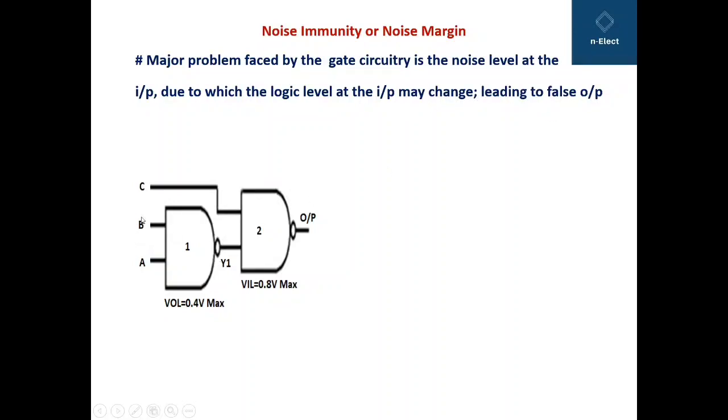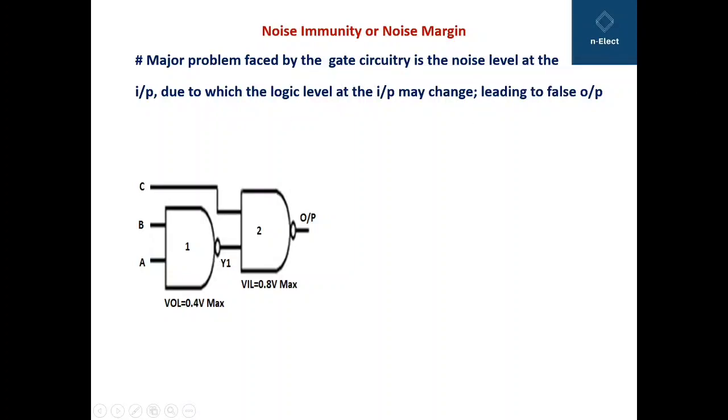Suppose we are applying 0 to this NAND gate, and here also we are applying 0. So when we are applying 0 0, the output has to be 0 in case of an AND gate. In case of a NAND gate it will be 1. Now suppose noise is introduced on the input side and this 0 becomes 1 and this 0 also becomes 1, so the inputs will be 1 1. Therefore the output will be 0, right? So this change may occur because of the noise introduced at the input.